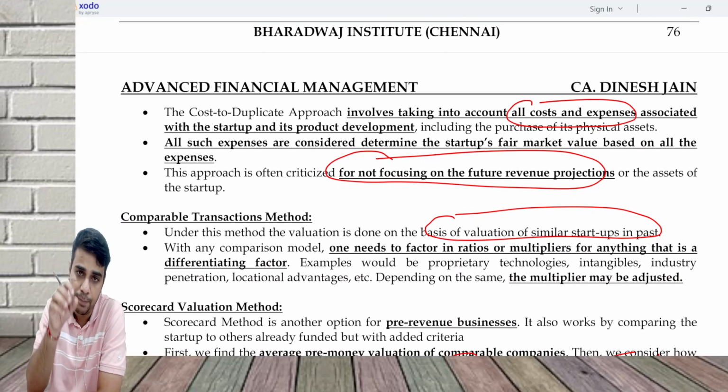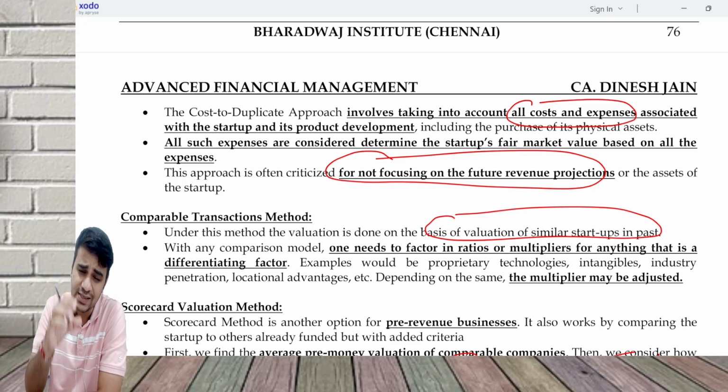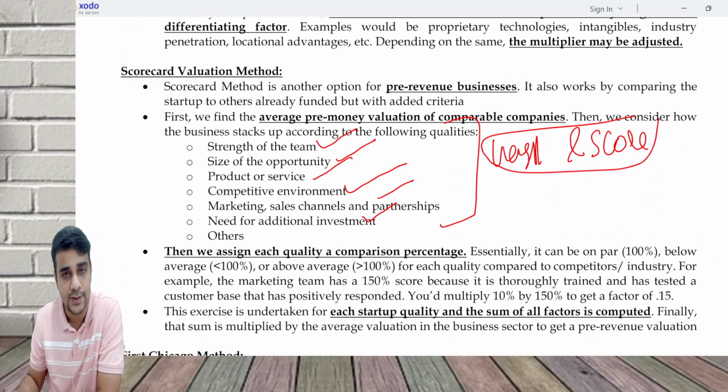Scorecard valuation is comparing the startup with someone in the industry or the average of the industry and assigning a score on every parameter. You could assign a score of 100%, which means you are normal, more than 100% is above average, less than 100% is below average, and then arrive at a weighted average score.